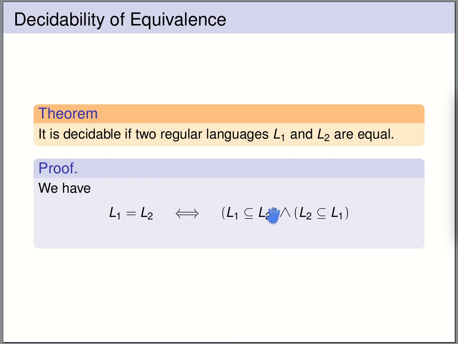And we've seen on the last slide that this inclusion is decidable. So here we have two decidable problems, two inclusion problems. So we simply decide whether this is true and this is true, and then we can decide using this result whether the languages are equal.